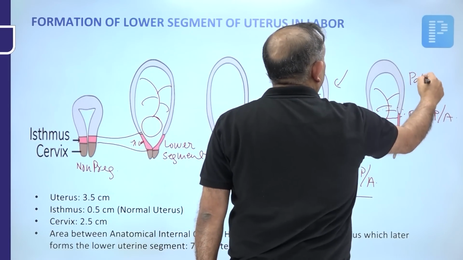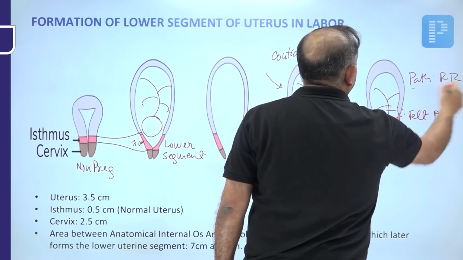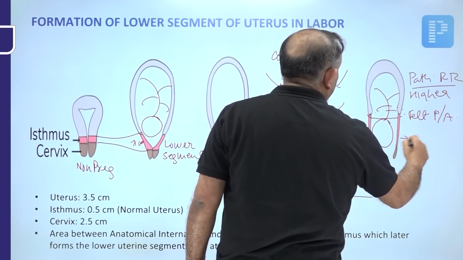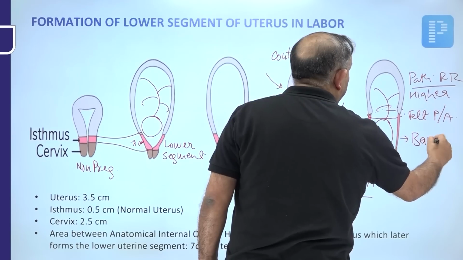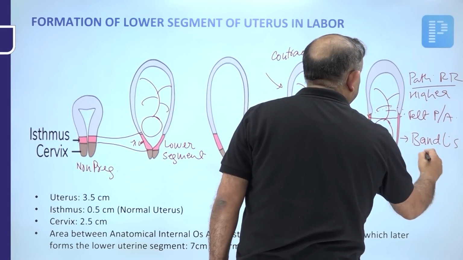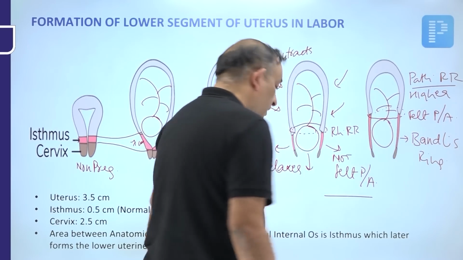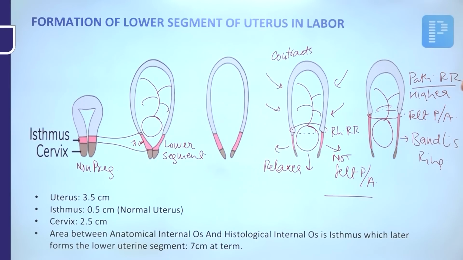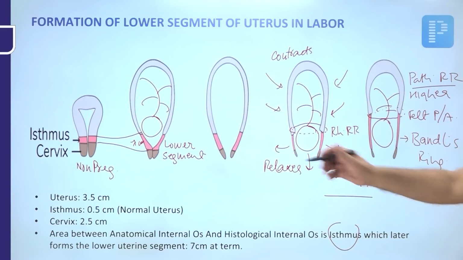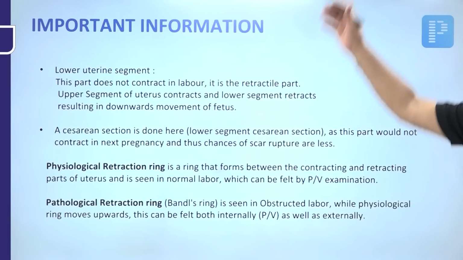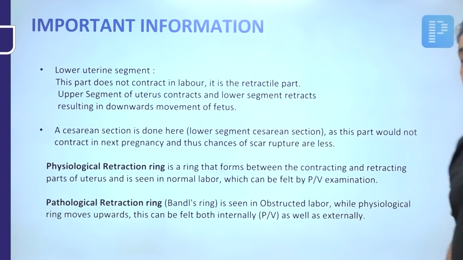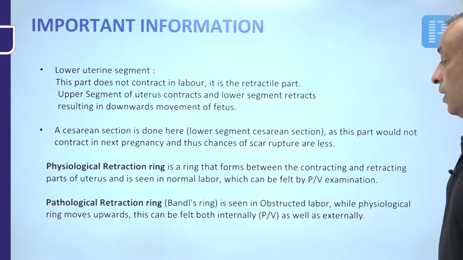So this pathological retraction ring is higher and can be felt per abdomen, and it is known as the Bandel's ring. All right. So that is the information which I gave you. And the area between the anatomical internal os and the histological internal os is known as the isthmus, which later becomes the lower segment. All of that notes I have given to you. And then this information which I have given in the previous screen, I have written it here for you for the purpose of notes. All right.